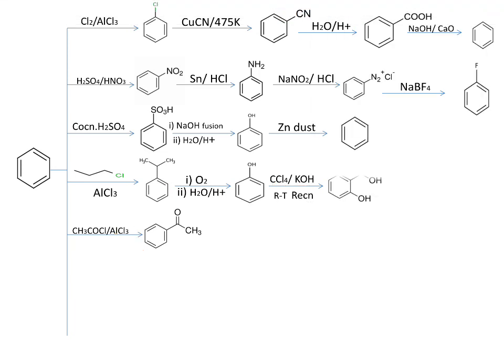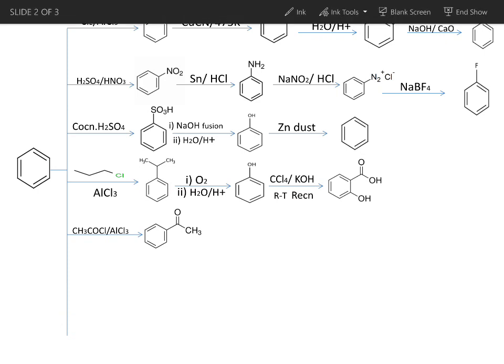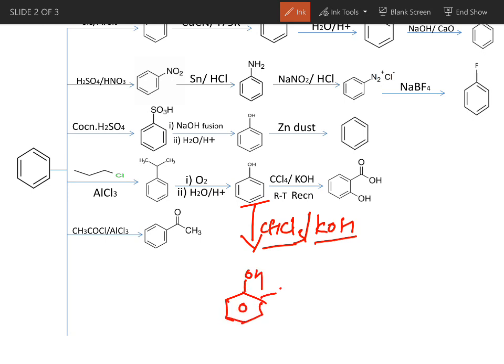There is another variant of this Reimer-Tiemann reaction, and that is when phenol is reacted with chloroform, CHCl3, in presence of base. The compound formed here will be OH and CHO, and this compound is known as salicylaldehyde. That means when phenol is reacted with chloroform in presence of base, the compound formed is salicylaldehyde. When phenol is reacted with carbon tetrachloride in presence of base, it will give salicylic acid.